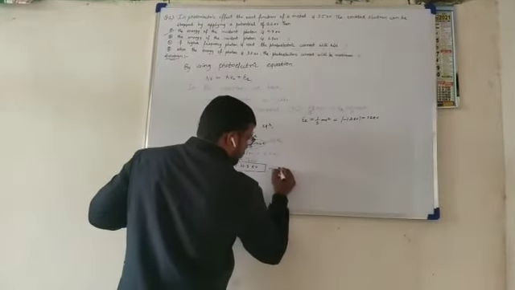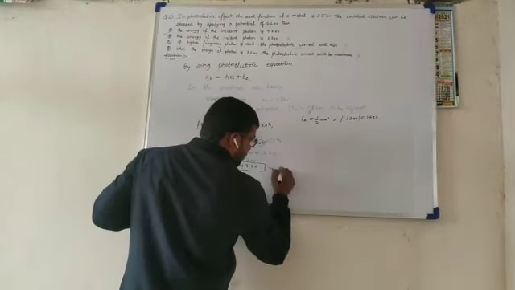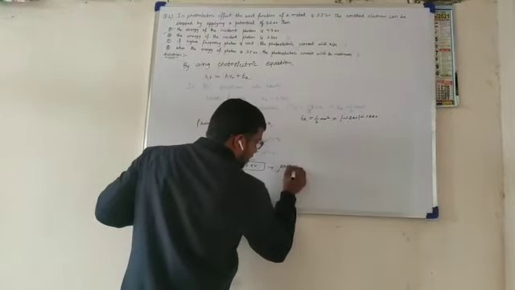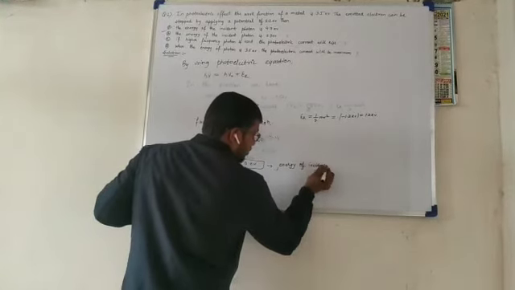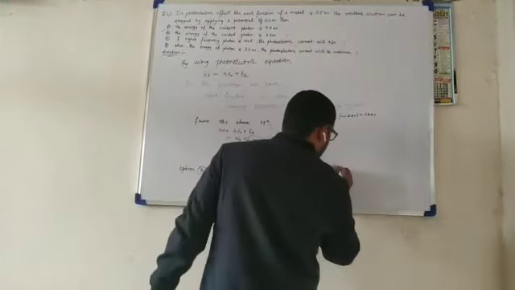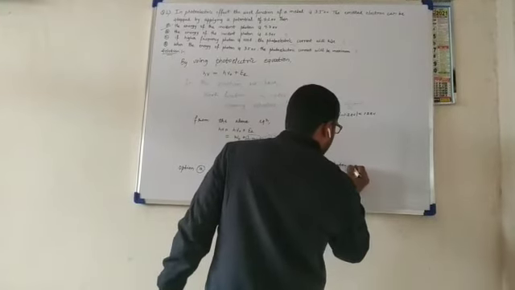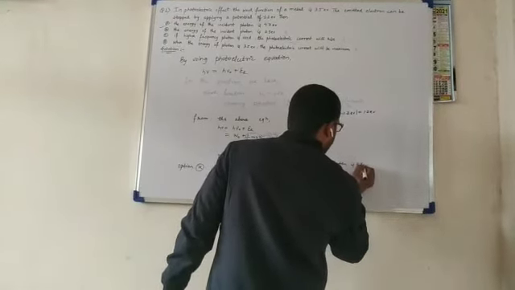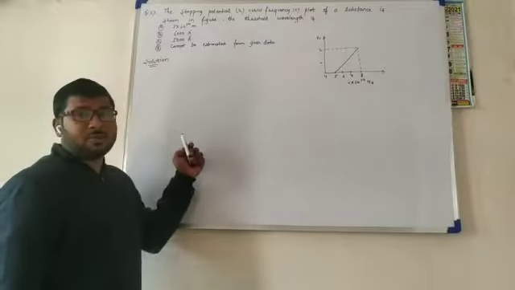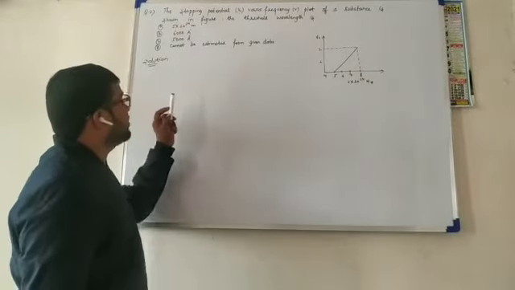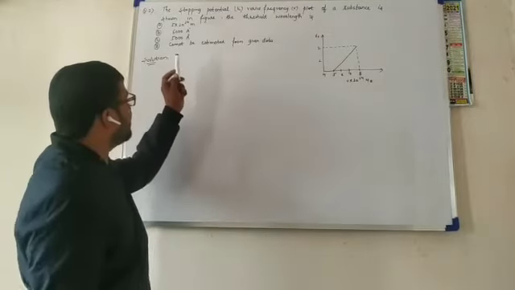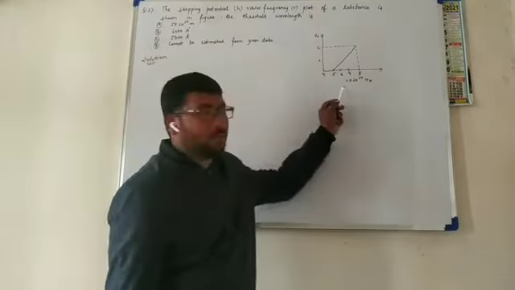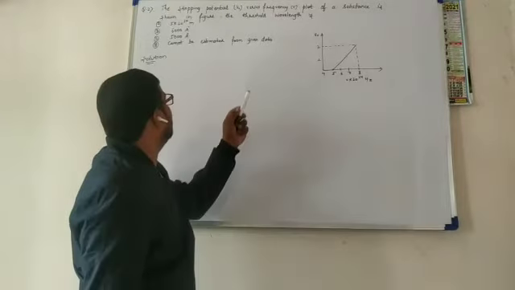So the energy of the incident photon is 4.7 electron volt. So the second question is, the stopping potential V naught versus frequency plot of a substance is shown in the figure. So from the graph we have to find the threshold wavelength.